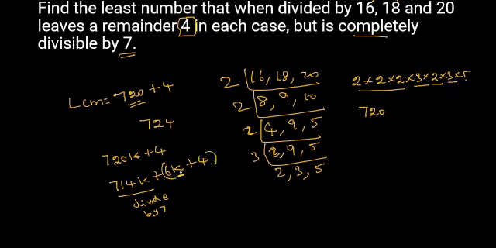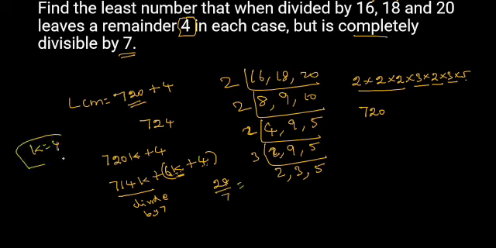When K is equal to 1, 6 plus 4 is 10. 10 is not divisible by 7. Now K is equal to 2. 6 into 2 is 12. 12 plus 4, 16. 16 is not divisible by 7. Now substitute K is equal to 3. 6 into 3 is 18. 18 plus 4, 22 is not divisible by 7. Now K is equal to 4. 4 into 6 is 24. 24 plus 4 is 28. So 28 is exactly divisible by 7.